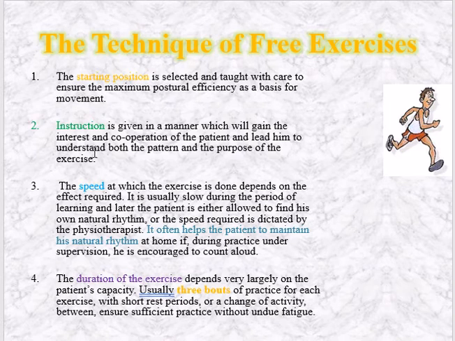So there are four steps that we discussed in the technique of the exercise. First of all, the starting position is selected. Then instruction is given to the patient to gain his cooperation. Then the speed at which the exercise is done depends upon the effort required. Speed must be slow in the period of learning, and when the patient is used to it, then we slowly increase the speed. The duration of the exercise depends upon the patient's capacity.